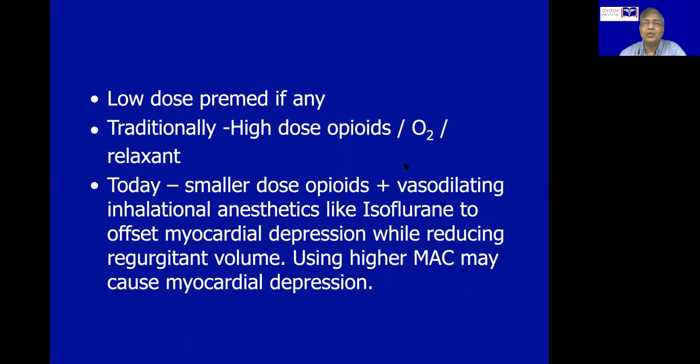Traditionally, a high dose opioid technique with oxygen and relaxant is used. Nitrous oxide is generally avoided in mitral regurgitation because of very severe pulmonary hypertension. Today, we generally do these patients with smaller doses of opioids with vasodilating inhalation anesthetic agents like isoflurane to offset the myocardial depression while reducing the regurgitant volume. Using higher MAC may cause myocardial depression, so you should not go to higher MAC whenever MR is present.